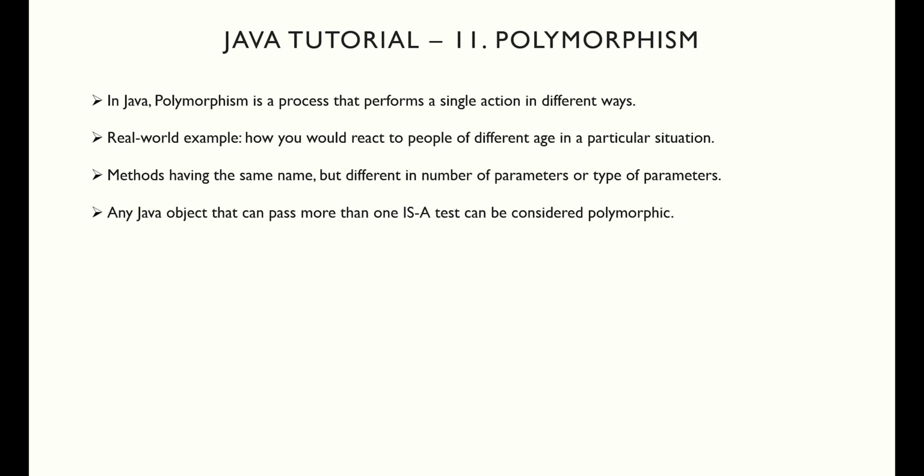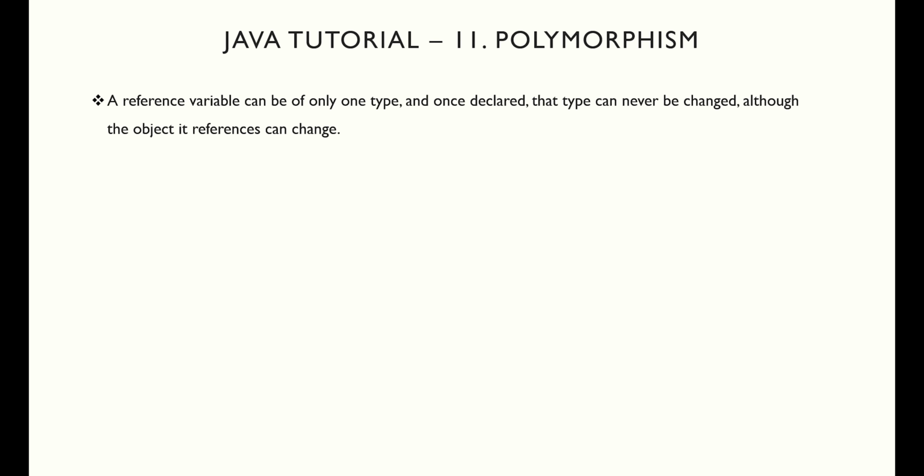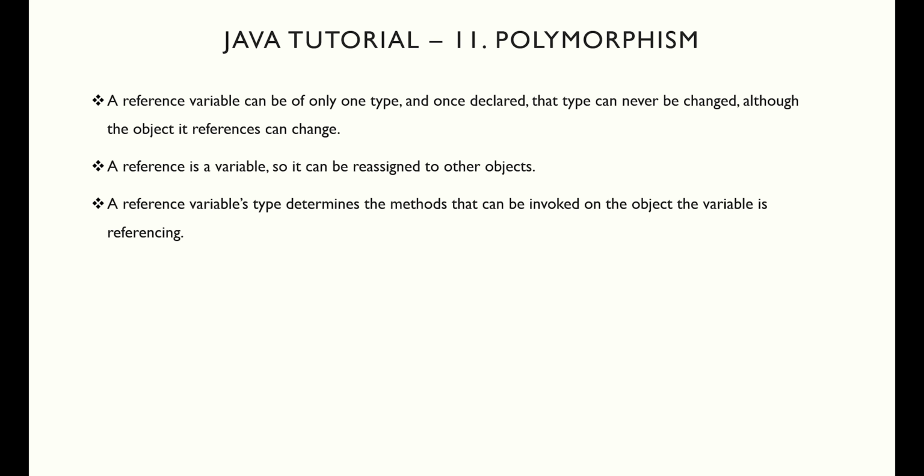The only way to access an object is through a reference variable. There are a few key things to remember about references. A reference variable can be of only one type, and once declared, that type can never be changed, although the object it references can change. A reference is a variable, so it can be reassigned to other objects, of course, unless the reference is declared final. The reference variable's type determines the methods that can be invoked on the object the variable is referencing.